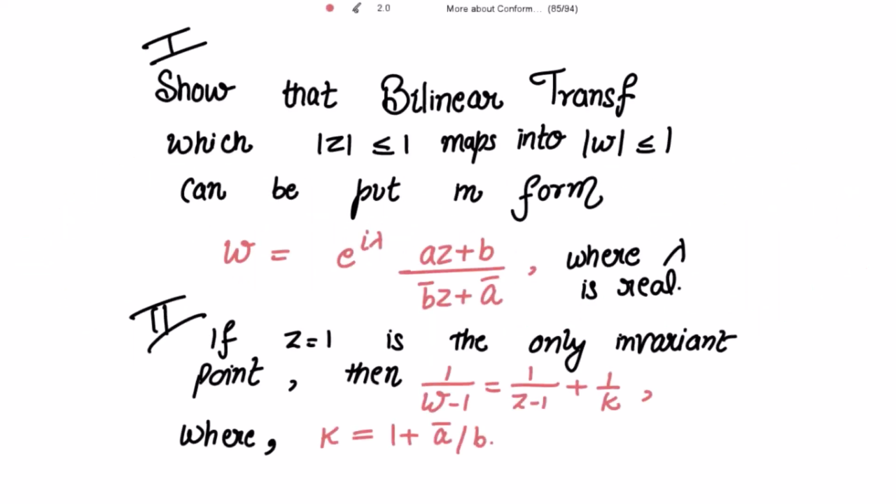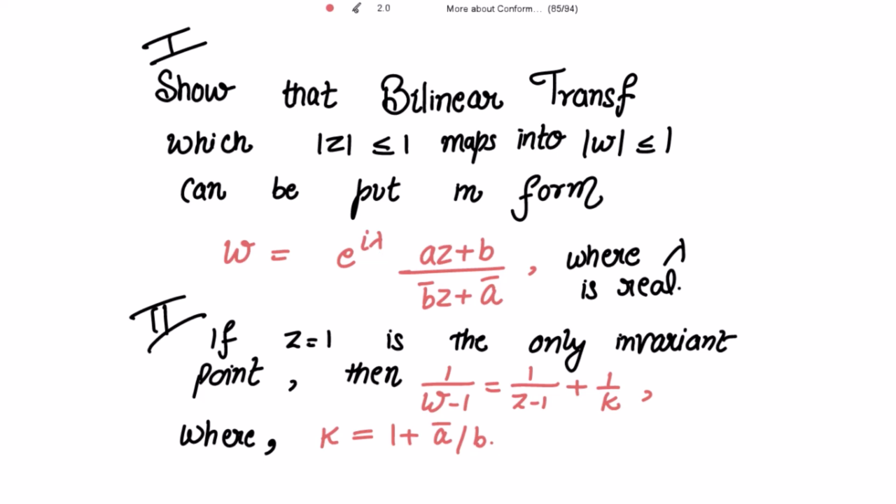A bilinear transformation which maps |z| ≤ 1 into |w| ≤ 1 can be put in the form w = e^{iλ}(az + b)/(b̄z + ā), where λ is real. Right, we have to get this bilinear transformation.